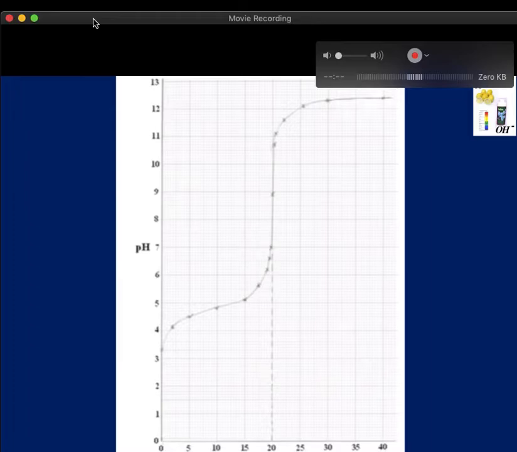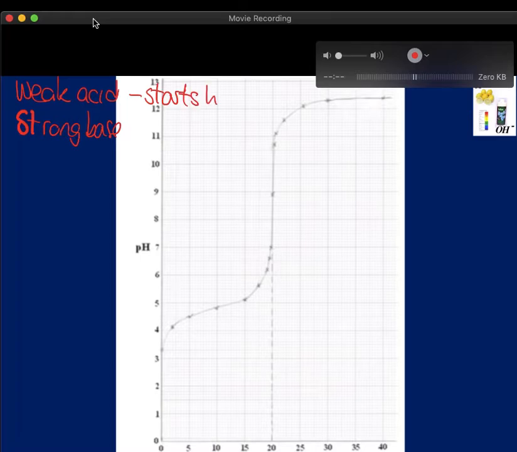So this particular one is going to go on page 154. On page 154, you are drawing a weak acid and you're drawing a strong base. So how do I know it's a weak acid? I know a weak acid because my pH starts high, and I know it's a strong base because it ends high.